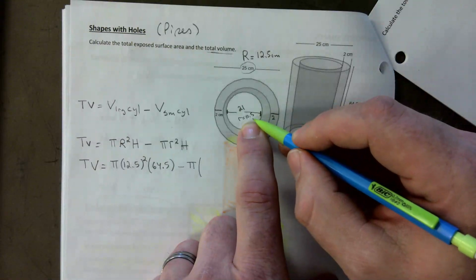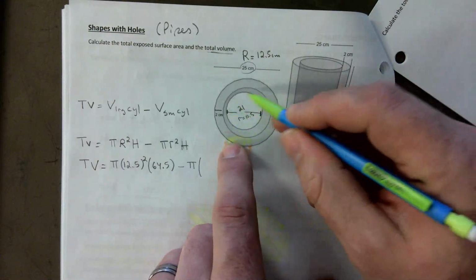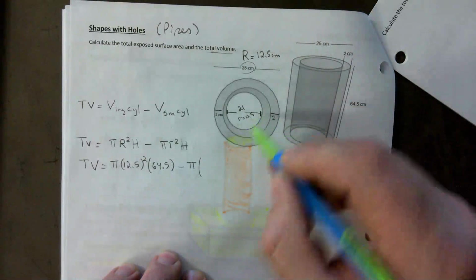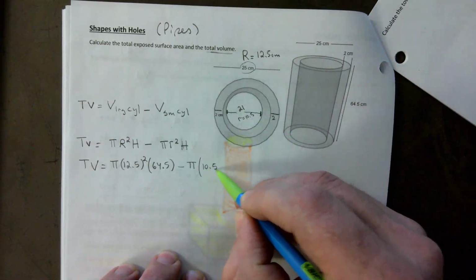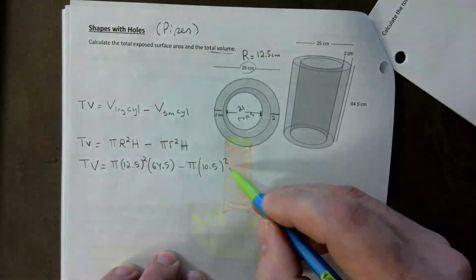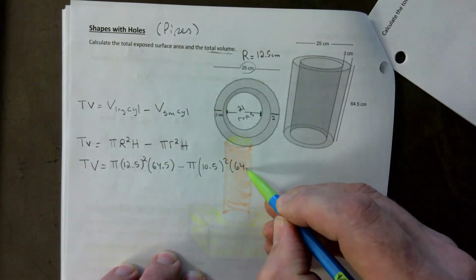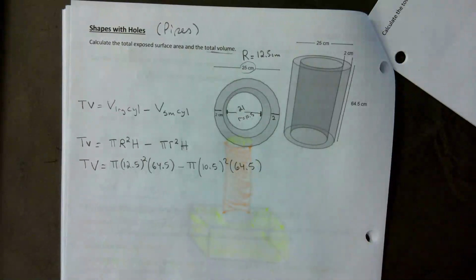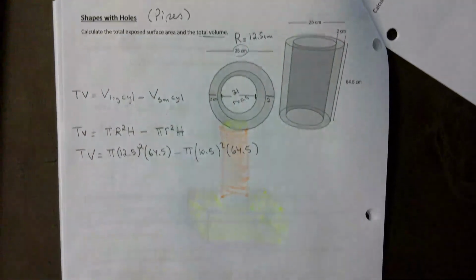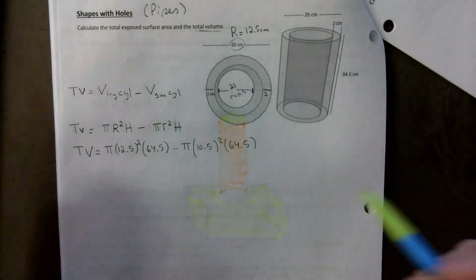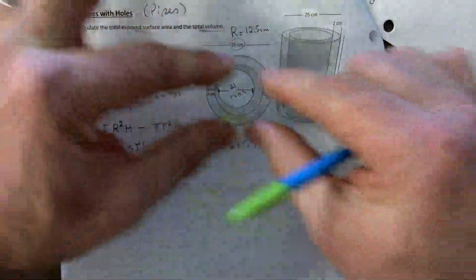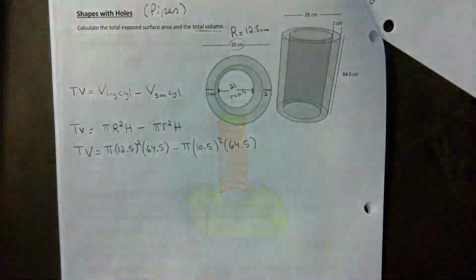So the radius of that small inside cylinder is 10.5, okay? Squared. And the height is still the same. And now it's really just type it in and go. The volume is usually easy. So what I'm doing is I'm going big cylinder, take away the small cylinder, that's what I'm left over with.